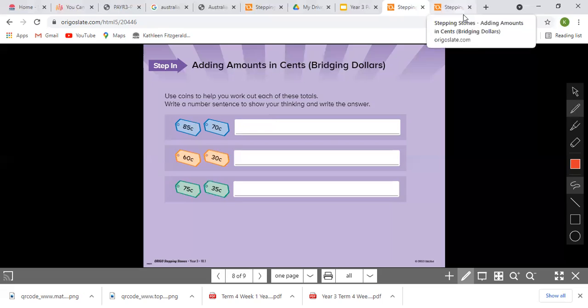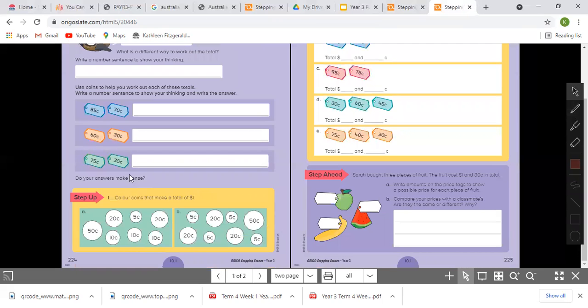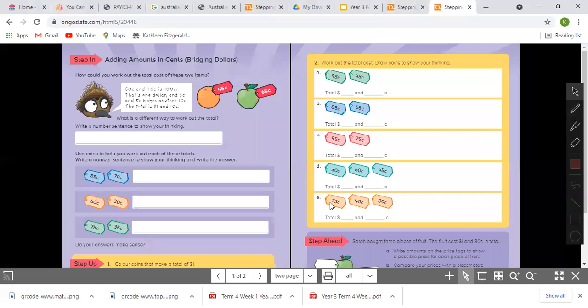When we get to looking at the rest of the pages in our textbook, you need to colour coins that make a total of $1. So there are enough coins there for you to make $1. So colour in the ones that you would use, and make sure that you stay at $1. Don't colour any more than you need to. On this page, work out the total cost. Again, we're adding those two numbers together, and later on we're adding those three numbers together. Write down the total, dollars and how many cents, okay? Dollars and cents. They're not using the decimal with the dot point, so they're asking you to separate the dollars and the cents.